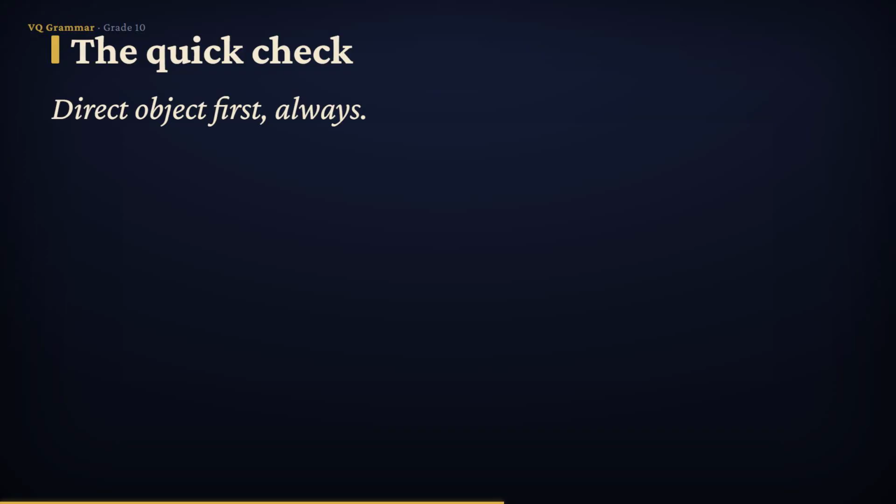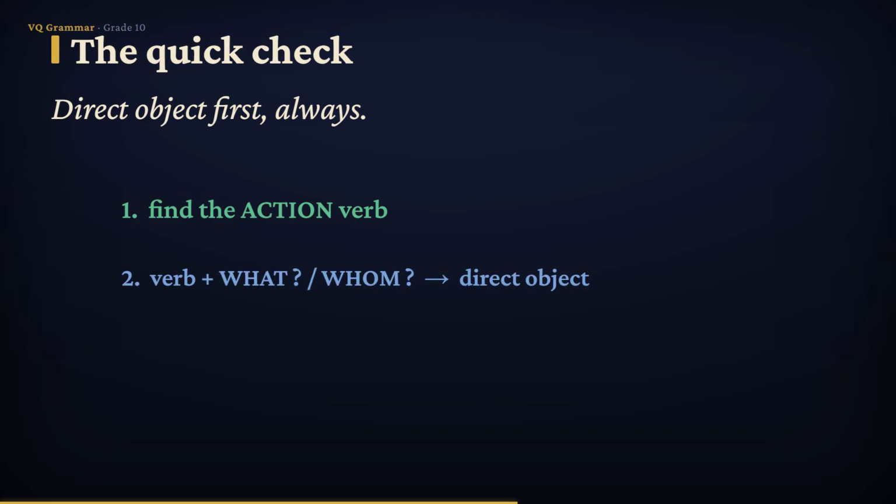Let's fold the whole lesson into a check you can run in seconds. Step 1, find the action verb. Step 2, say the verb and ask what or whom. The answer to that is your direct object. Step 3, only if there is a direct object, ask the verb plus to whom or for whom. If a word sitting between the verb and the direct object answers that, you have found an indirect object.